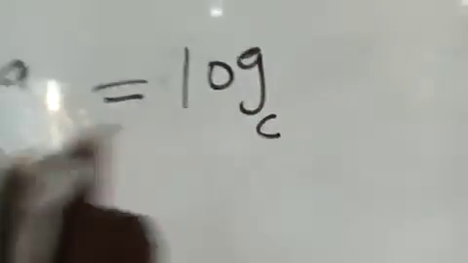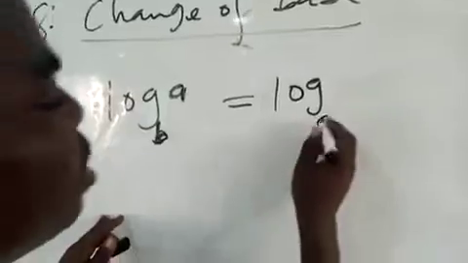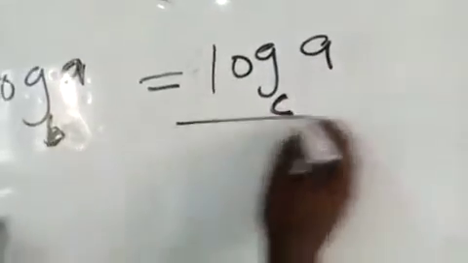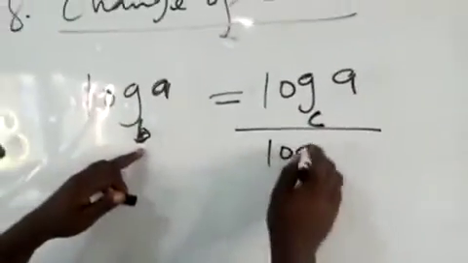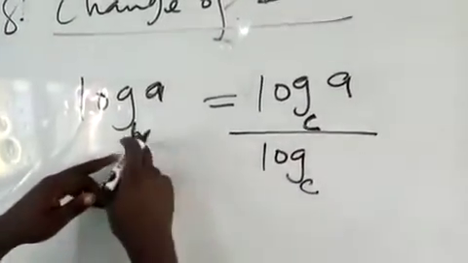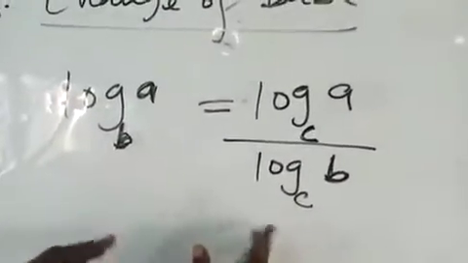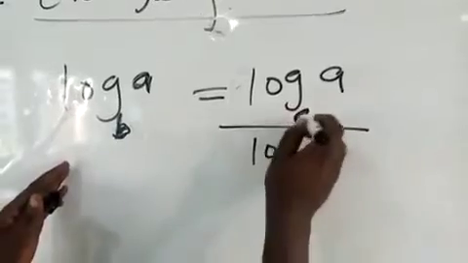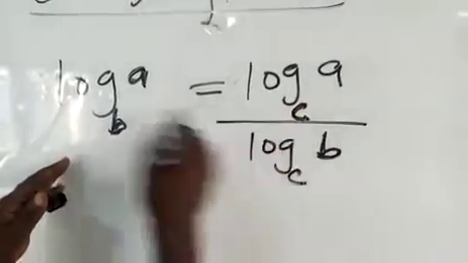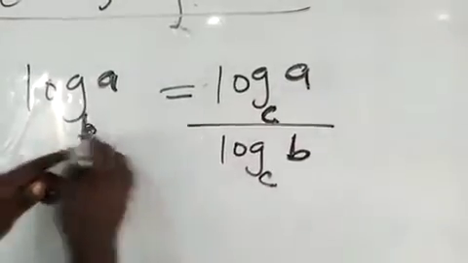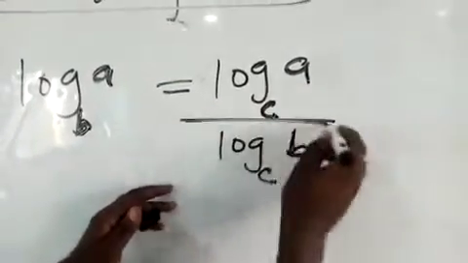I can decide to change it to log to base c, but you must be careful when you are changing the base. For instance, log to base c, the number will be the one at the numerator over you have another log to base c, then the denominator here will be the base. That is what I mean by change of base. You can see we have changed it to a common base, but while changing it, the number is the numerator, while the base now will be at the denominator. You express it as a fraction.